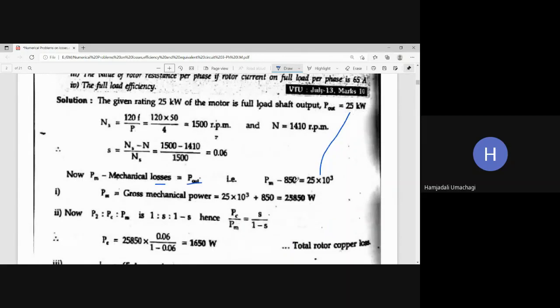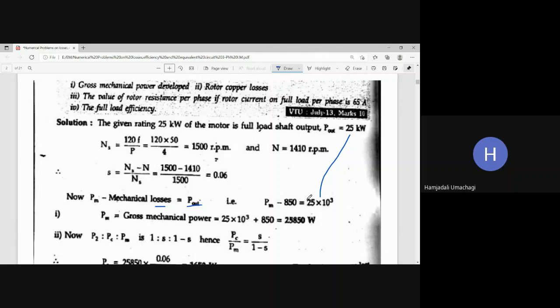So therefore, after solving this, we get the first parameter: PM, the gross mechanical power, is equal to 25 kilowatt plus 850. Taking minus 850 to the other side, it becomes plus 850. Finally, the gross mechanical power will be 25,850 watts, or 25.85 kilowatts. Okay, this is the gross mechanical power.